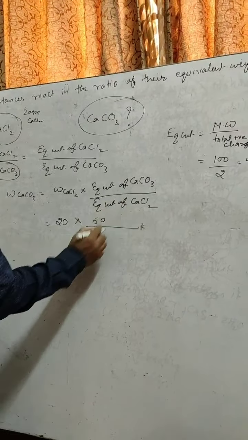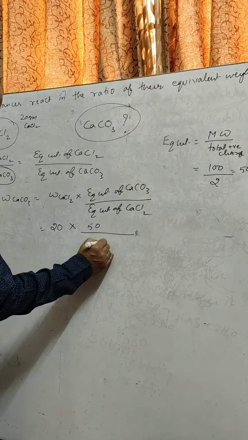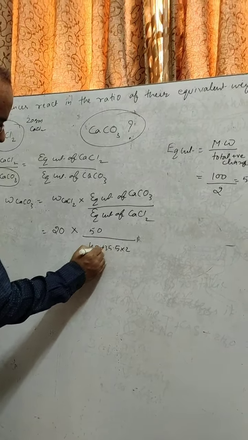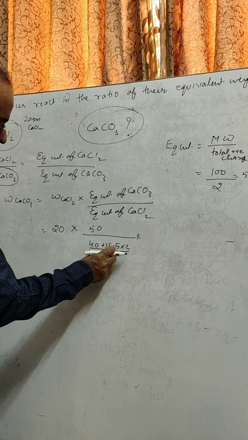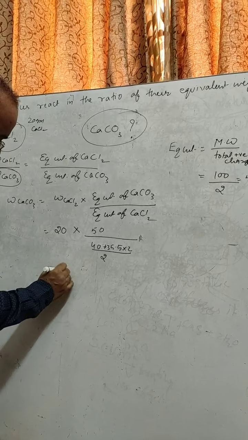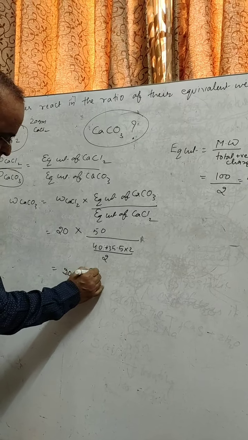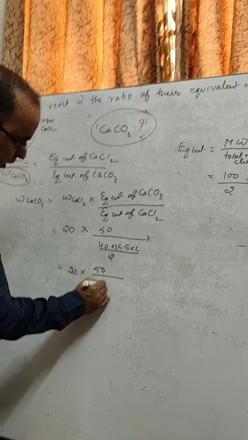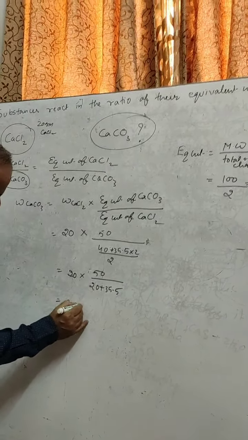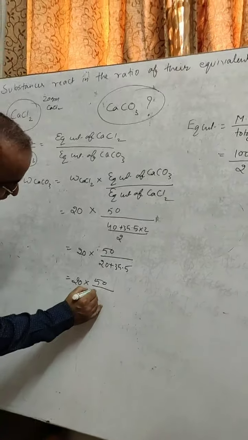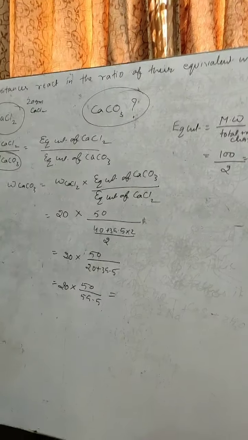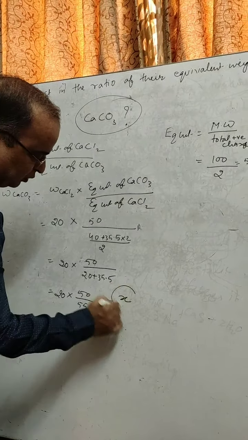Upon equivalent weight of calcium chloride, 40 plus 35.5 into 2. This is the molecular weight of calcium chloride divided by total positive charge. So it will be equal to 20 into 50 upon 20 plus 35.5, and on solving we will get 55.5 like this. So in this way, suppose the value comes out to be x.